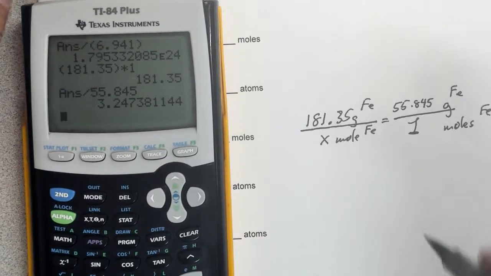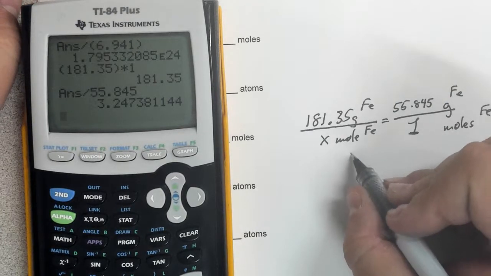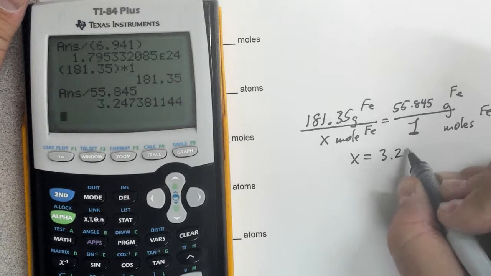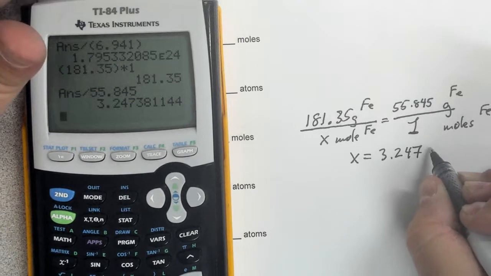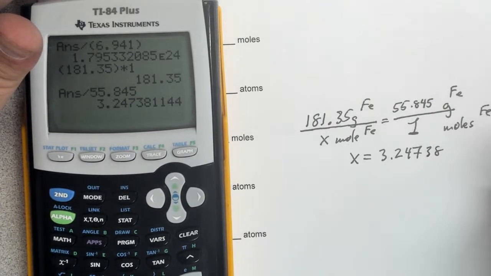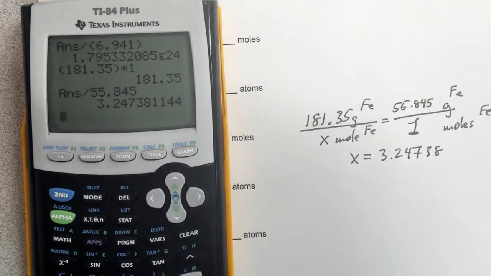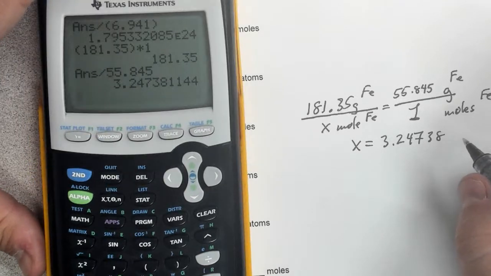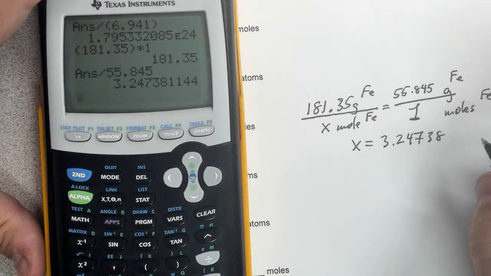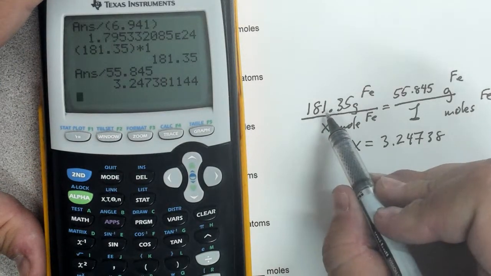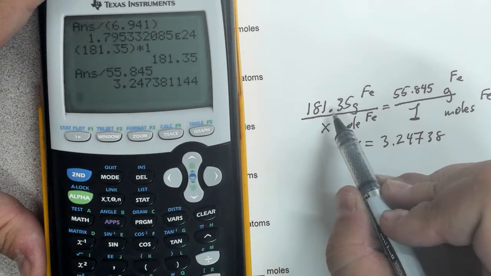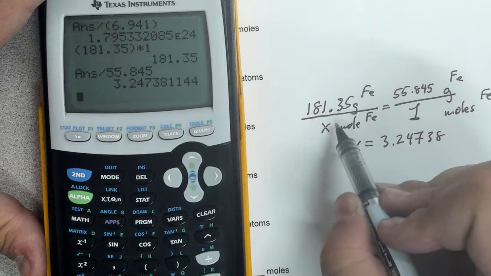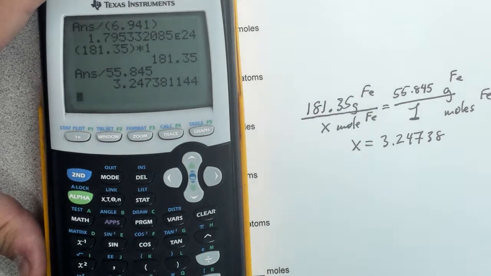When I do that, this number that's shown to me is telling me that X is equal to 3.24738, and the numbers continue. What I'm interested in is making sure that my answer is in the correct number of significant figures. When I look at this number that goes into getting the answer, this number has 5 significant digits.